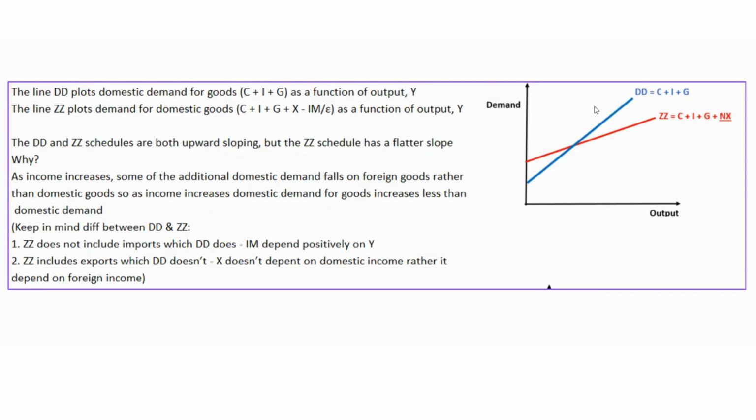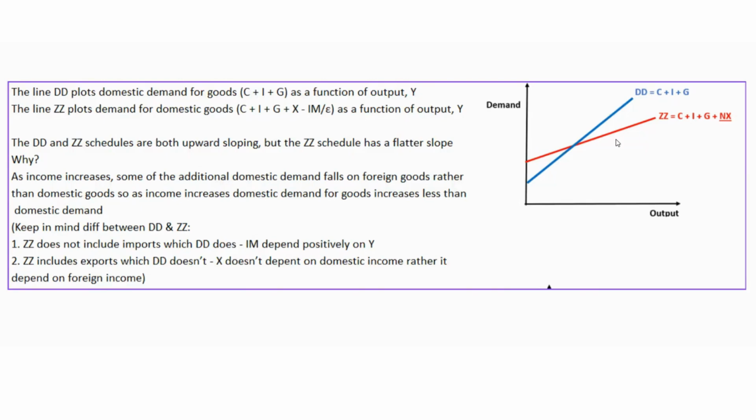So here we can see that both of them are going to be upward sloping, because when you increase Y, C increases, and depending on our assumptions, I may increase as well. So both demand for domestic goods and domestic demand for goods increase. But ZZ has a flatter slope. Both are upward sloping because increasing income increases C, and depending on assumptions, investment also increases if we're assuming investment depends upon Y. But ZZ has a flatter slope.